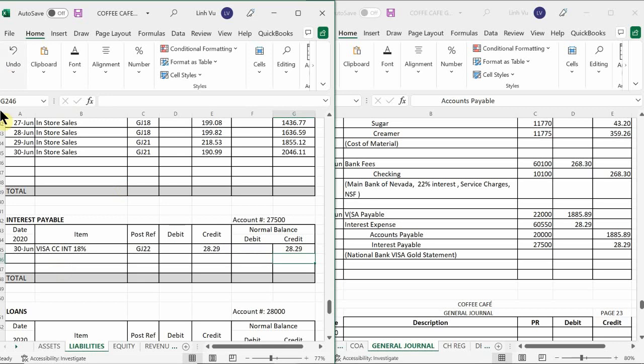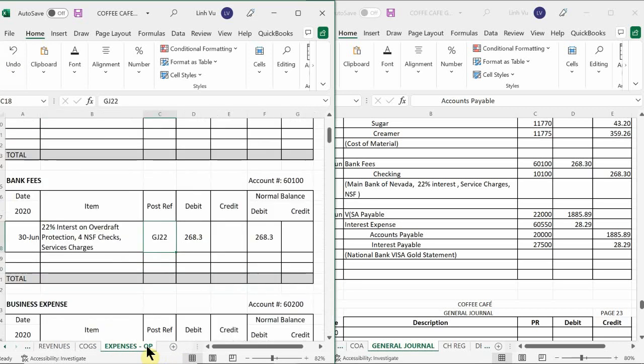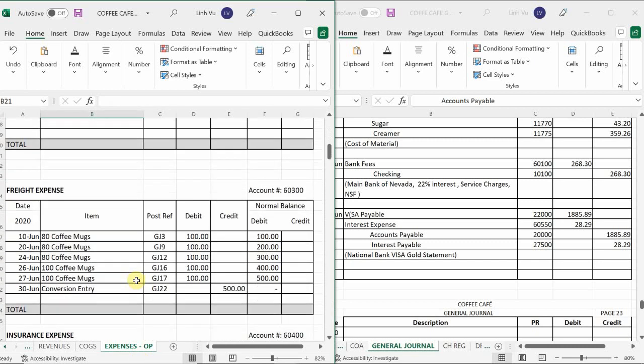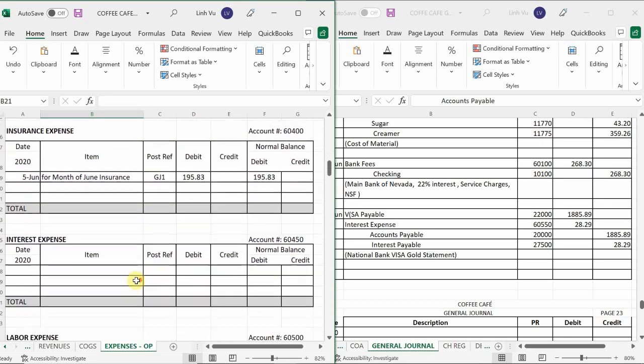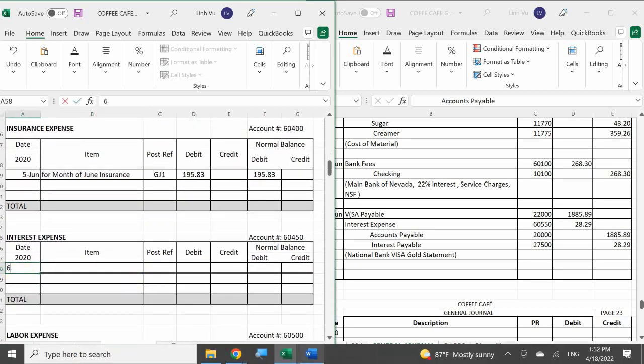And then last but not least, we need to update my interest expense account. So interest expense. Okay. Here we are, interest expense. And then you can also say the same thing, Visa credit card interest 18% for the $28.29.